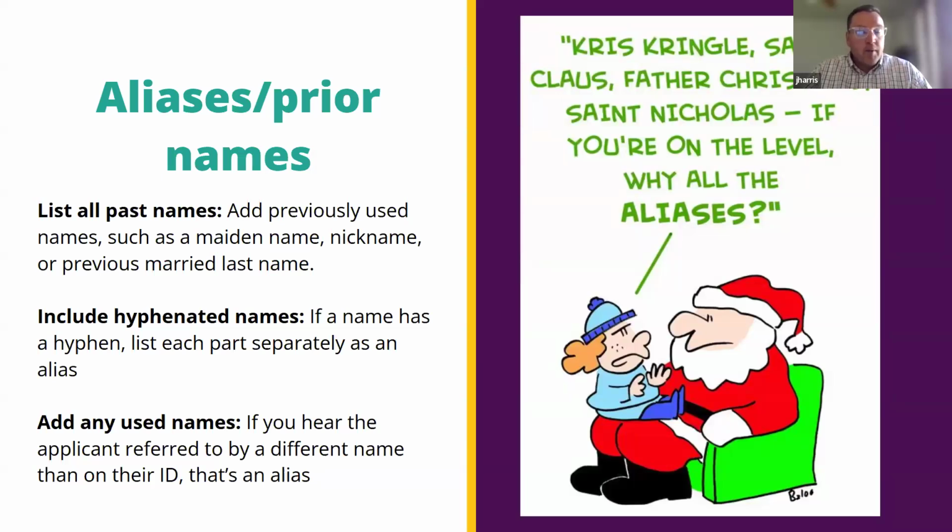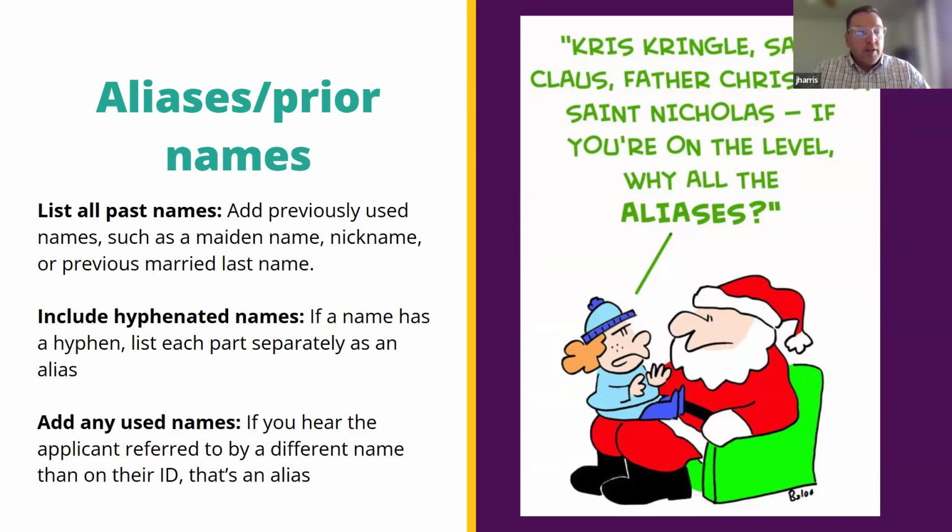Everybody has a legal first name, but not everybody likes their legal first name, and so they'll go by a nickname or something different. Hyphenated names, please include both names in that. List each part separately. So if I have a name of Smith-Jones, please enter in Smith as an alias and Jones as an alias. That way we're able to review any history that they have that may have been by one name or another. It's very possible that Smith-Jones is not always the name used there.